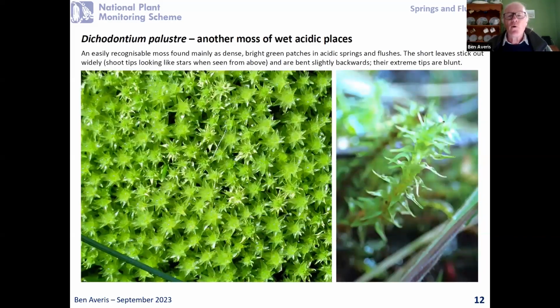Dichodontium palustre, it's a smaller thing. The individual shoots are smaller, but the whole plant can form great big spongy looking mats in acid places, especially springs, really.